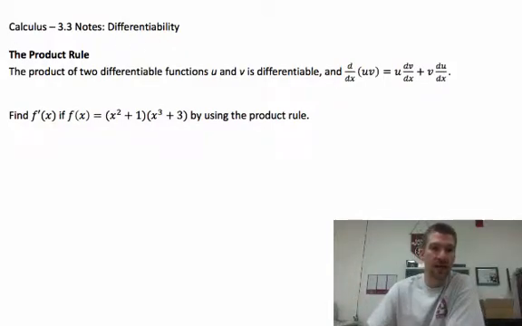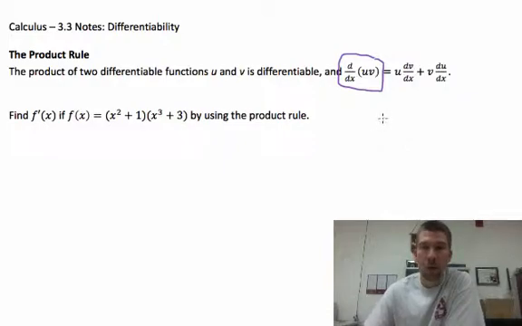And our rule says that if we're going to take the derivative of the entire thing, so we've got some function u times some function v, then what we're going to do is take the first function times the derivative of the second plus the second function times the derivative of the first. Or if you look at it this way, we're going to do u times v prime plus v times u prime. Okay, that's not first power, those are primes, meaning derivatives.